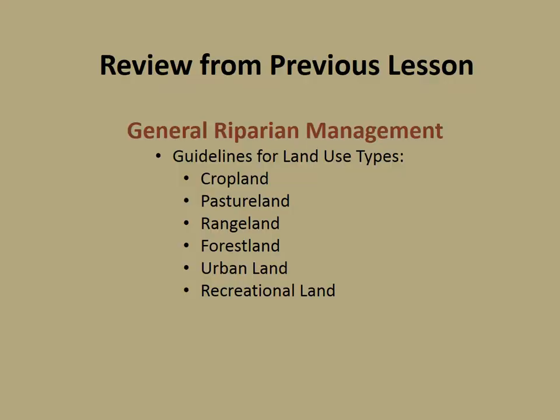Our previous lesson covered some key considerations in understanding general riparian management. By understanding the surrounding land use, one can determine the riparian management practices and techniques necessary to create guidelines for a variety of land use types, in which we discussed cropland, pasture land, range land, forest land, urban land, and recreational land. Today, we will apply that understanding as we learn about riparian management issues.